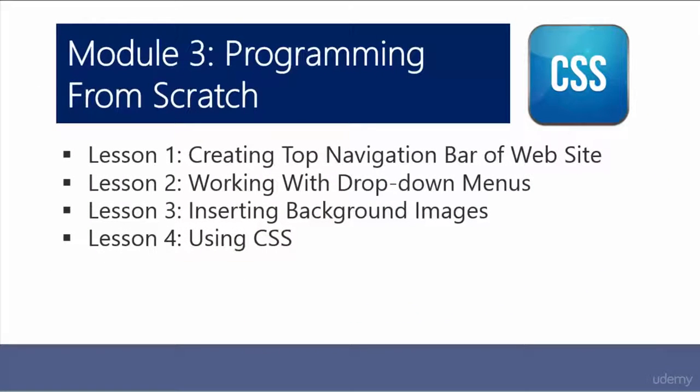Module 3 is programming from scratch. 4 lessons in this module. Lesson 1 is creating the top navigation bar of our website. Lesson 2 is working with drop-down menus. Lesson 3 is inserting background images as well as product images. And lesson 4 is working with our cascading style sheets.